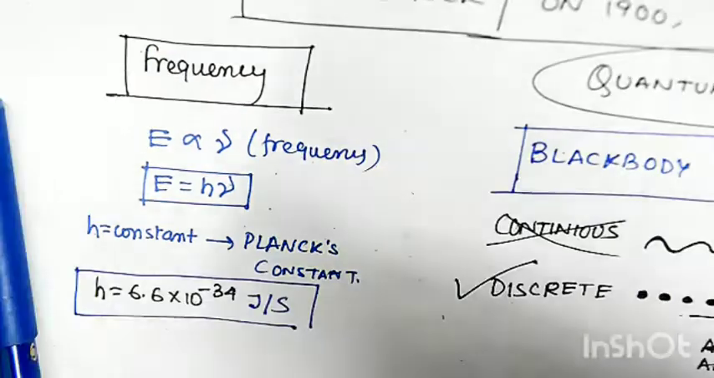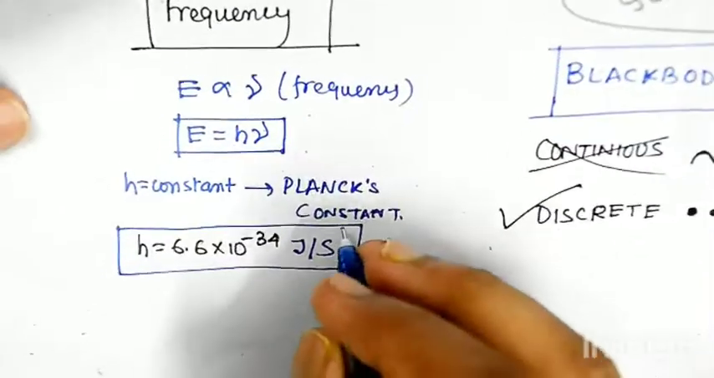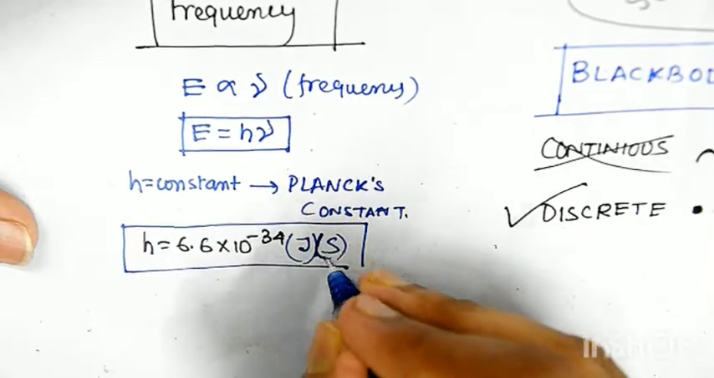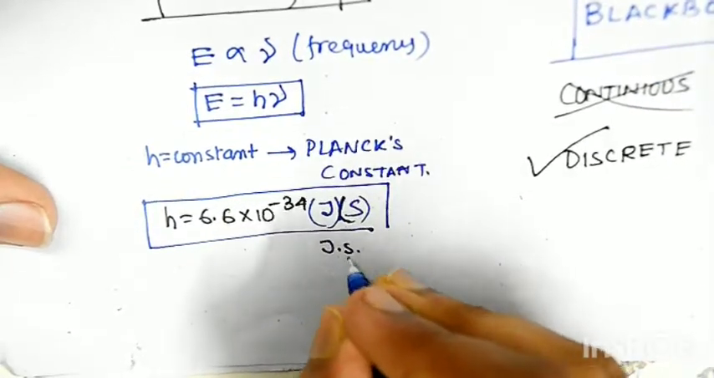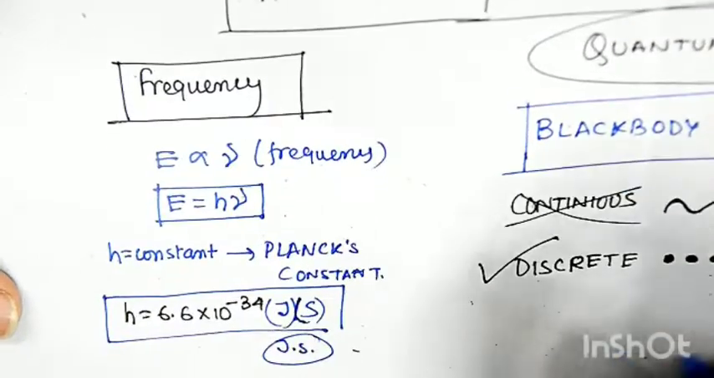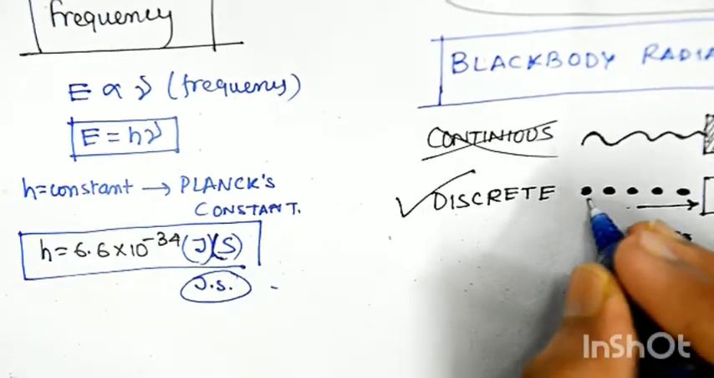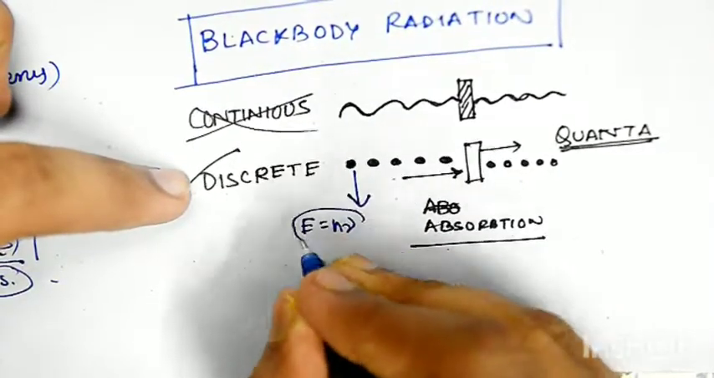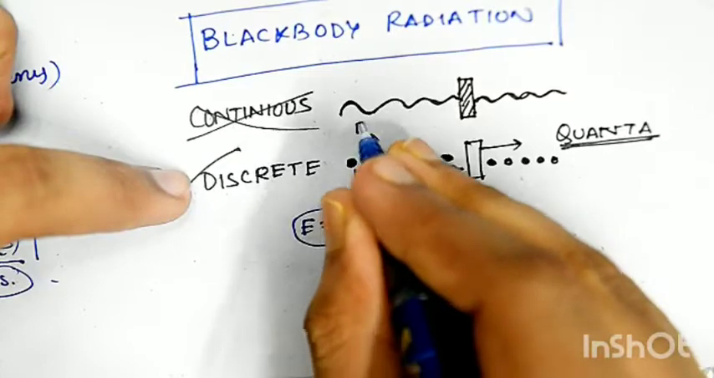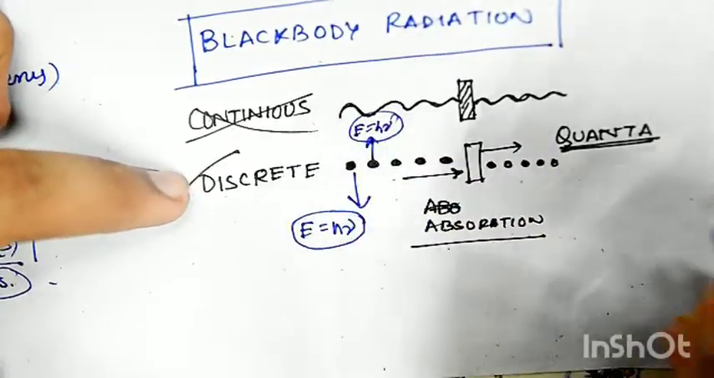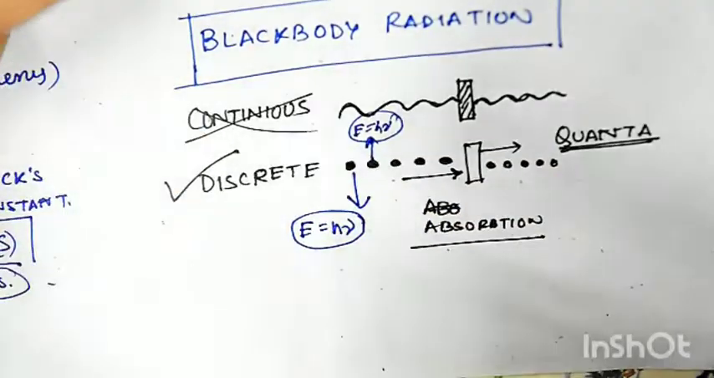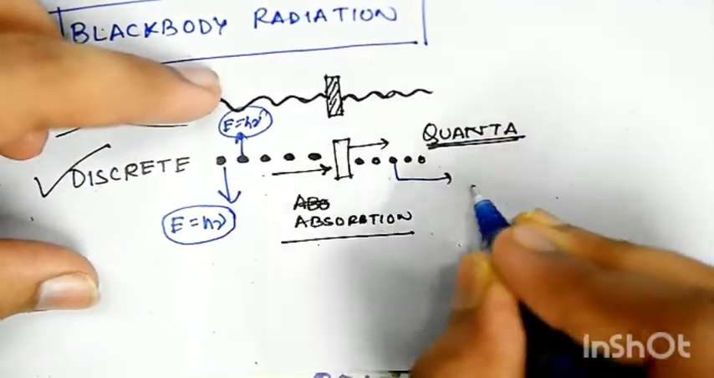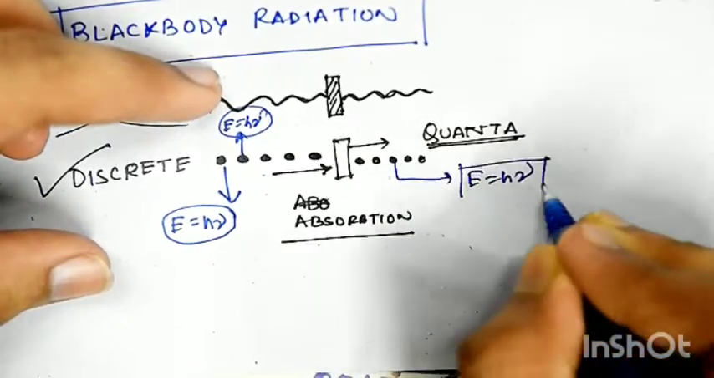Clear? And the unit is joule into second, joule second. Clear? This is the unit you have to remember. So if the frequency is nu, each and every part carries energy E equals h nu. This amount of energy will be carried by each block, each segment, each quanta. And if radiation is occurring, it will also happen in small packets of E equals h nu.